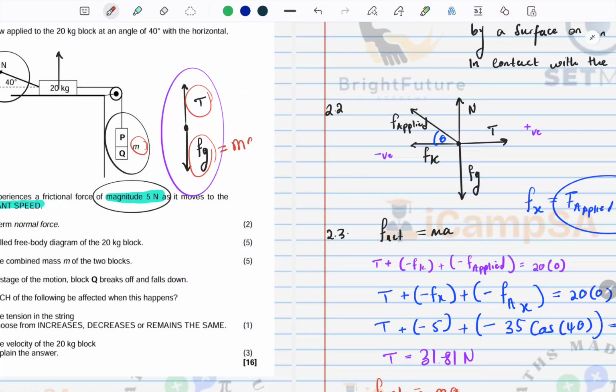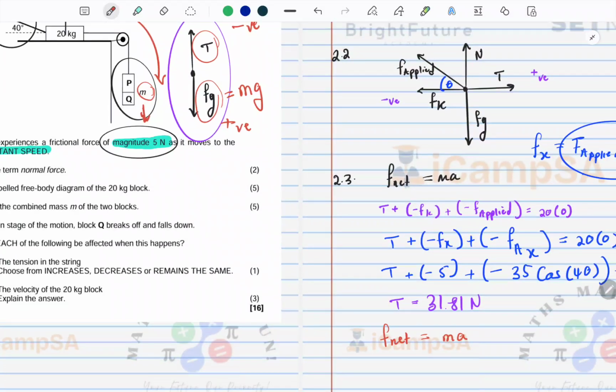Your FG we know is equal to mg. This is your mass times the gravitational acceleration. So we are choosing down as positive and up as negative, because this block is moving downwards. We said the block is moving to the right, so the hanging mass is just going to follow a path like so. So we're just going to use down as positive.